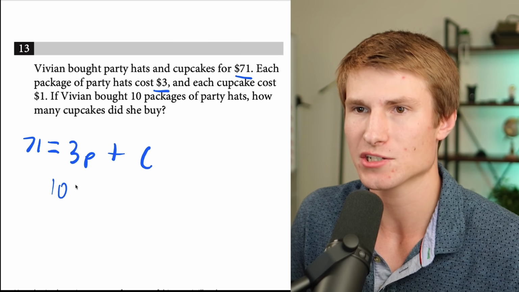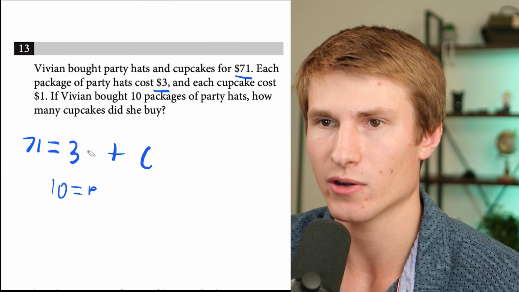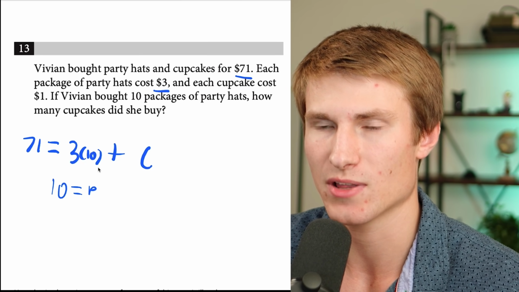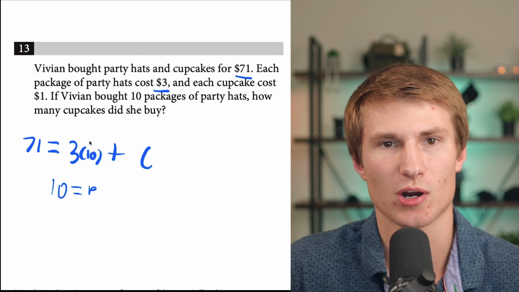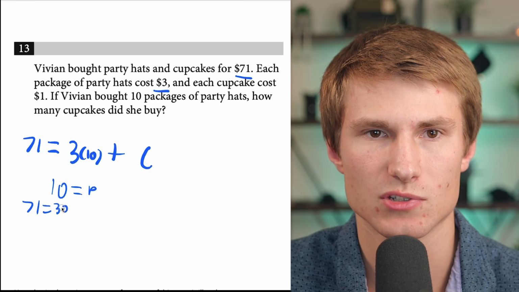Well, if she bought 10 packages of party hats, that means 10 is equal to P. So we can go ahead and substitute that in. So now I'll go ahead and erase that P and I can put in 10 since we know that's the amount that she had bought of those party hats. So we have 3 times 10. We know that's going to equal 30. So we're going to have 71 is equal to 30 plus C.